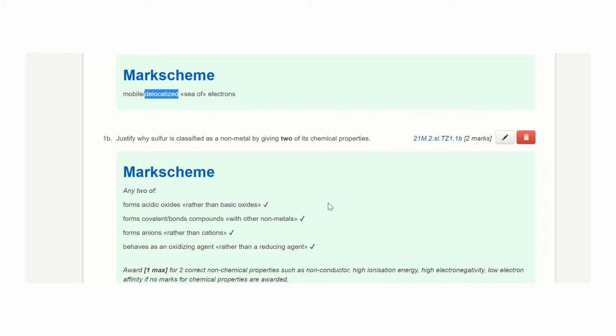Other examples that you can include is that sulfur can form acidic oxides rather than basic oxides. You know that as we go across a period, when we start with the metal oxides, they're very basic in nature, things like sodium oxide, magnesium oxide, etc. And as we move across, these oxides become more acidic in nature. So when we have things like sulfur dioxide and sulfur trioxide, they're more acidic in nature. And this again classifies them as non-metals.